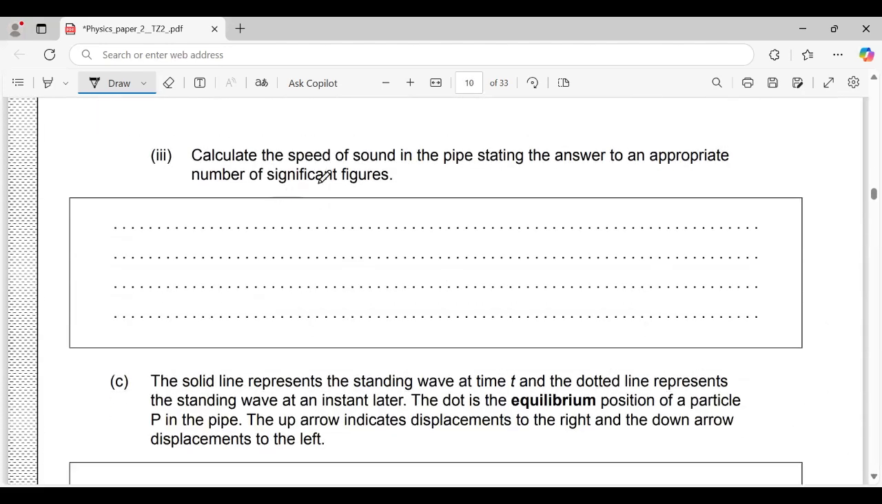Calculate the speed of sound in the pipe, setting the answer to an appropriate number of significant figures. I'm going to use this formula: velocity or speed equals frequency times lambda. Frequency is 210 and lambda, as we calculated, is 1.60. If you calculate, the result is 336 meters per second.